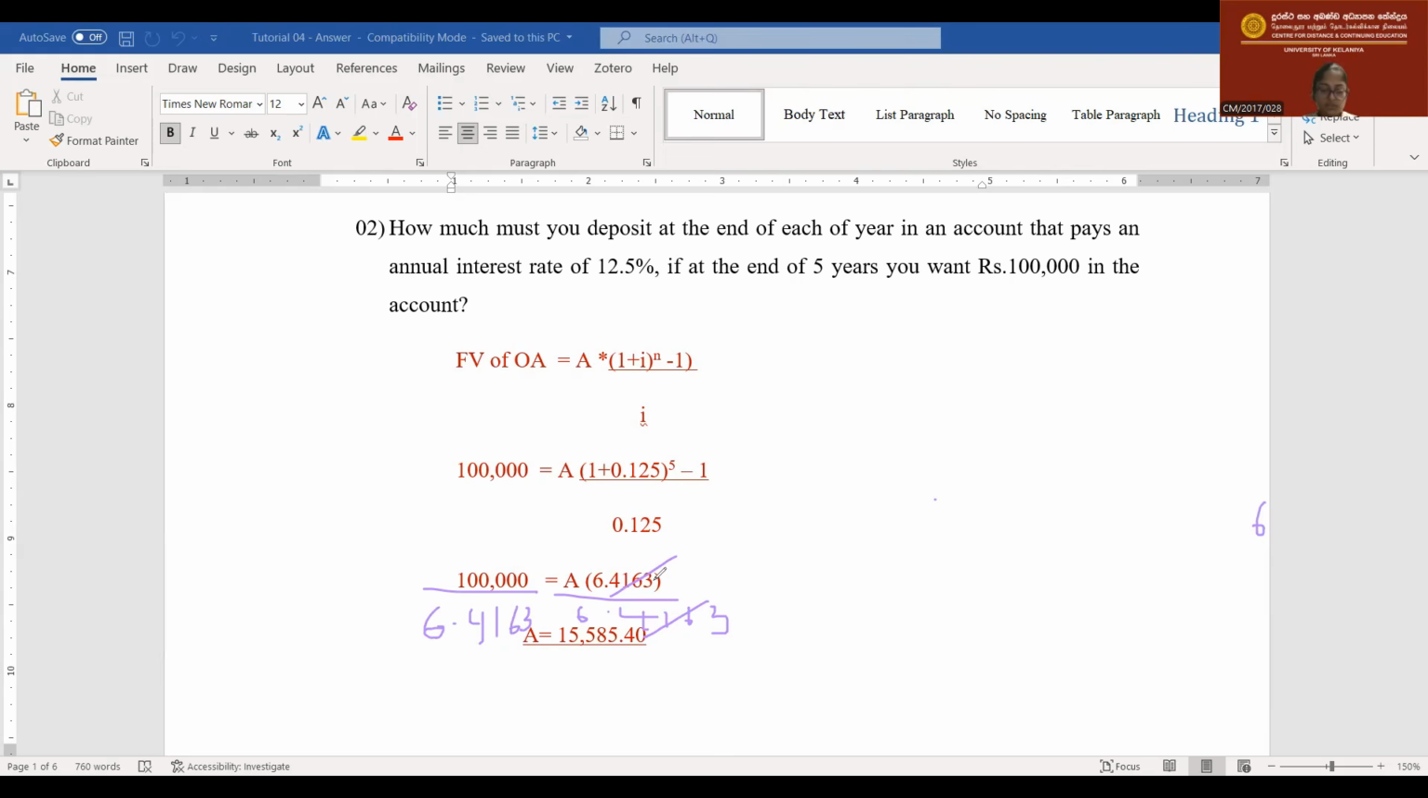15,585.40, or else the 30 or 31. What is the amount, right? Here 40 has come actually. I'm using all of the lengthy decimals, right? Even though I just use 4 decimal places, I use all of the decimal places. That's why here the 40 has come.